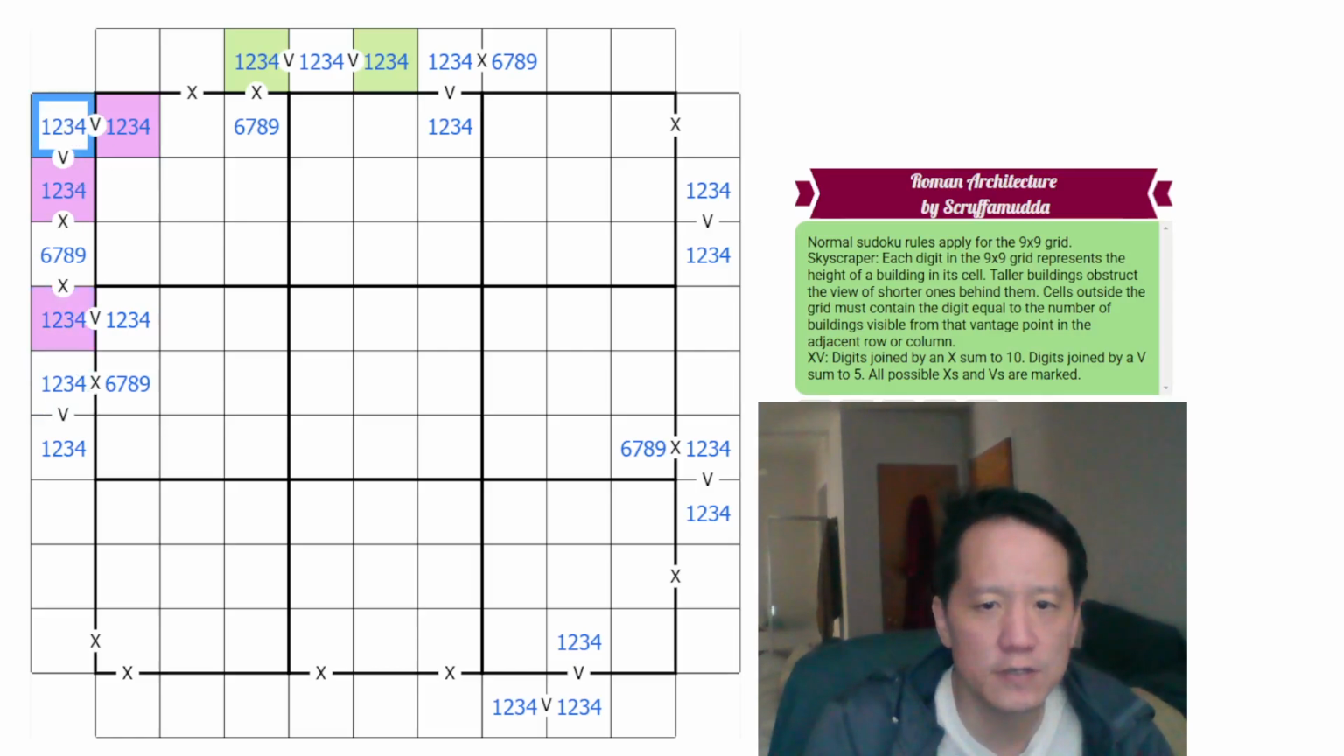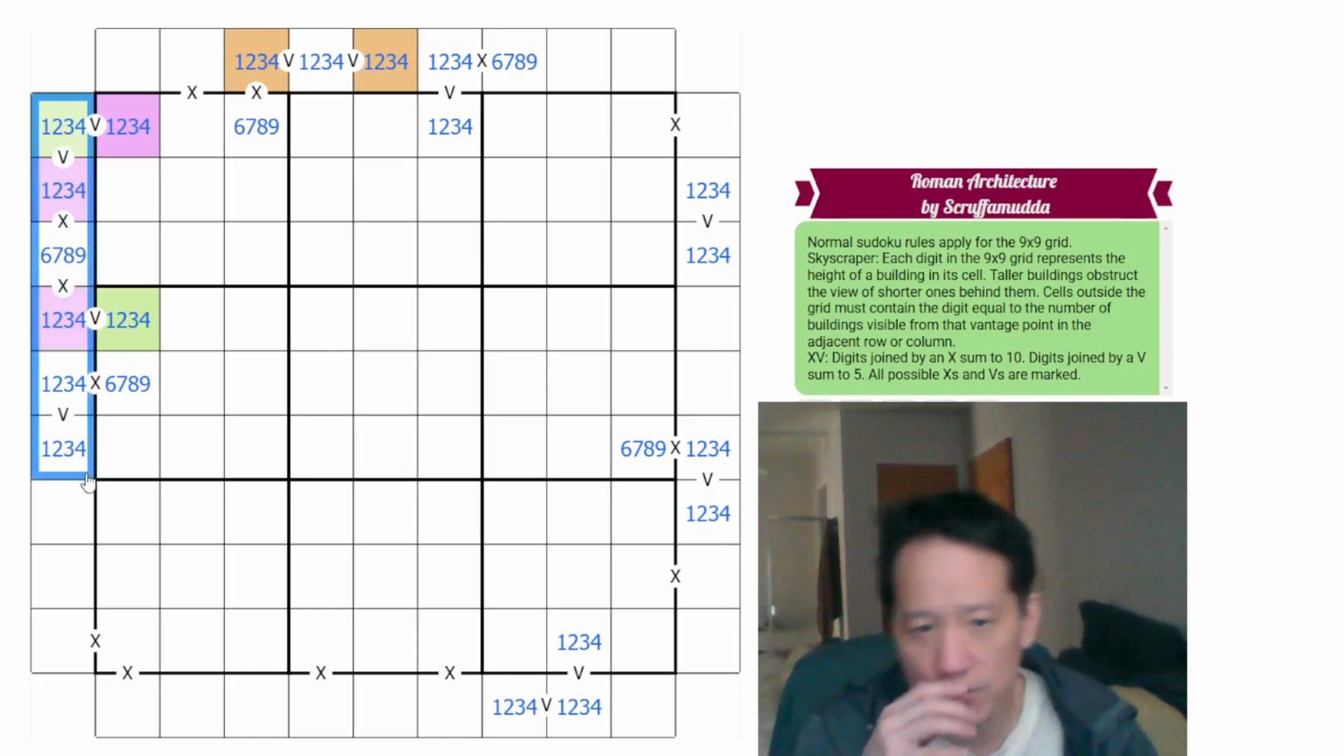So these, let's make this actually orange. This has to be the same as this. We don't know about this, right? There doesn't have to be a constraint of no repeats outside the grid.